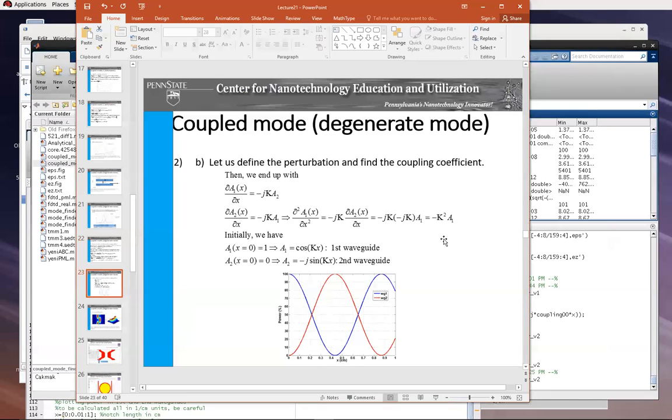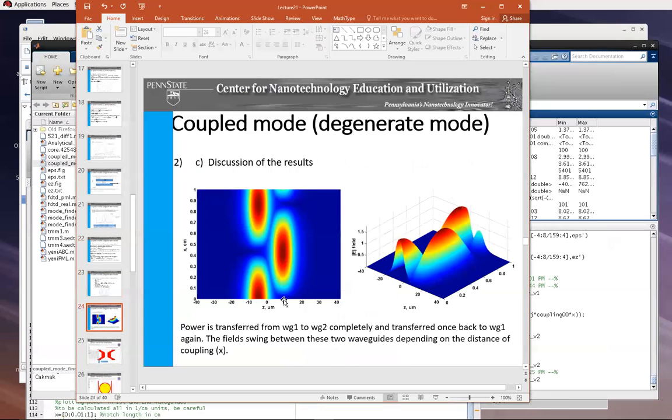And if we put that into the equation after solving for the first waveguide, we see that for the second amplitude, we have this sine. So they're like alternating, and they have a 90-degree phase shift, and that's how the power is actually transmitted. And here, I just wanted to show how it looks. This is our initial waveguide. We start, and it gets coupled to the second waveguide and then coupled back.